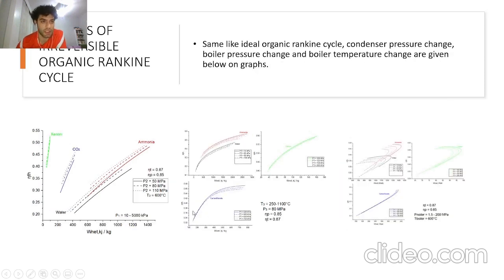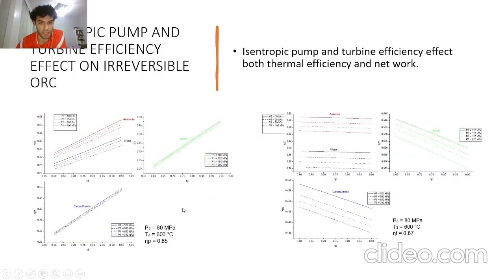The second one is the irreversible organic Rankine cycle. The irreversible cycle has the same characteristics as the ideal one. However, isentropic turbine and pump efficiency affect the cycle. On graph 1, we can easily see the turbine effect on the thermal efficiency: while the turbine efficiency increases, thermal efficiency goes up with it.